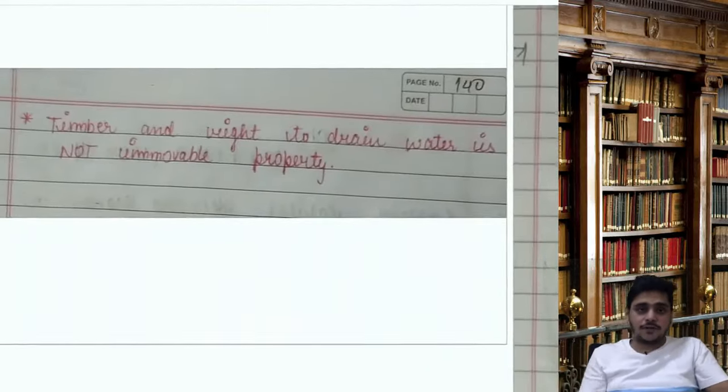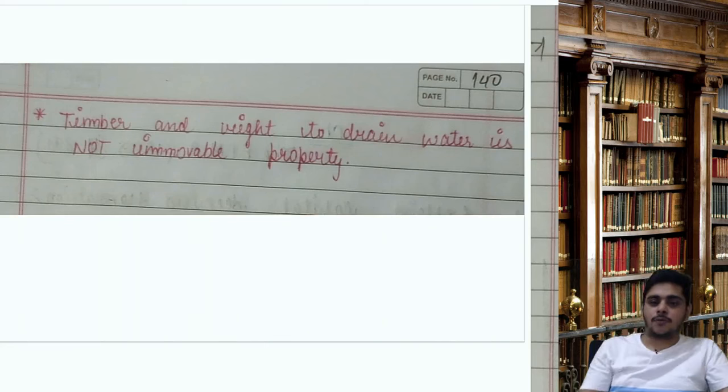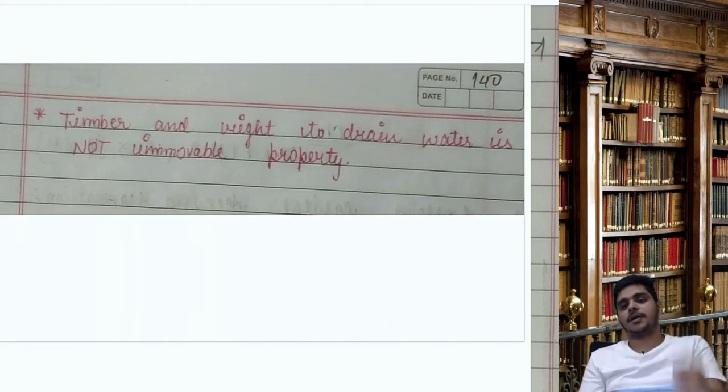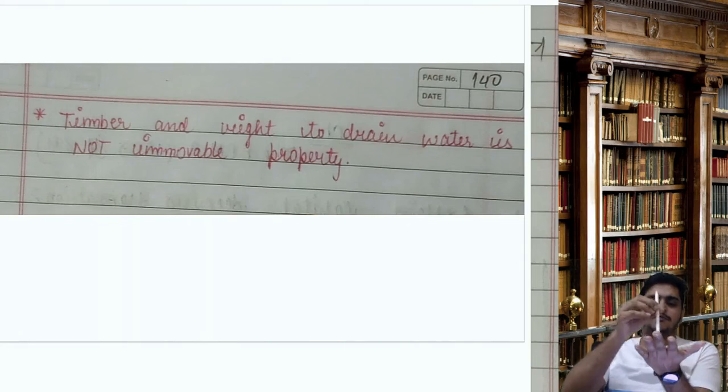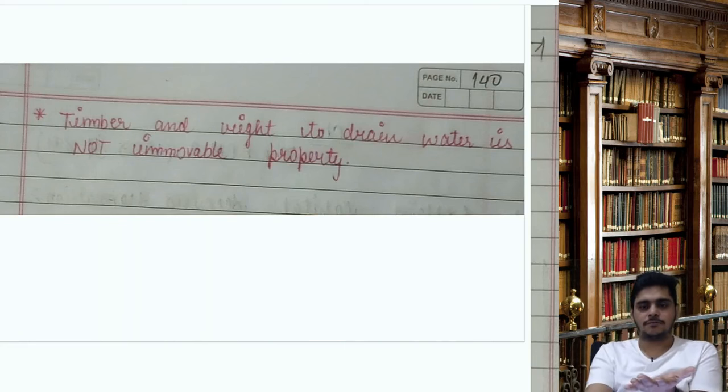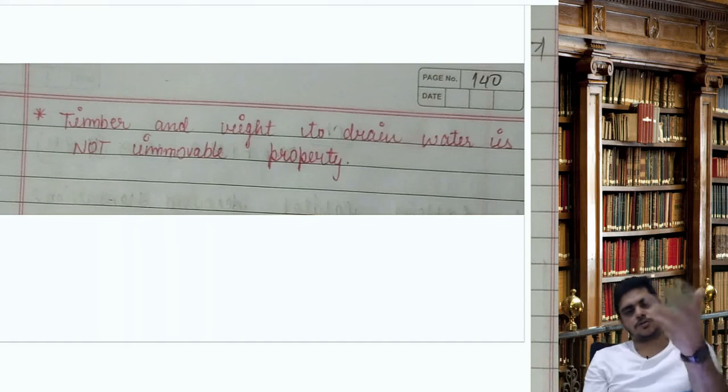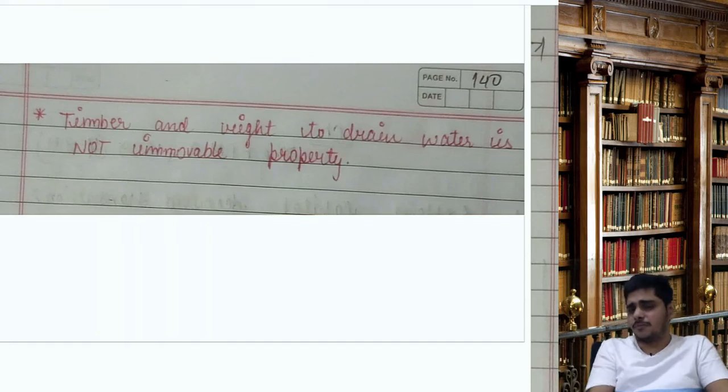From the model we have done this: timber and right to drain water are not immovable property. Don't ask me logic, but it is not immovable property. In MCQs they can ask. Timber is logical. This is a tree. A tree is immovable property. When you cut it, it is timber, like the wood. It is not immovable property. And right to drain water, it is given in the model, so you mug it up. It is not immovable property.